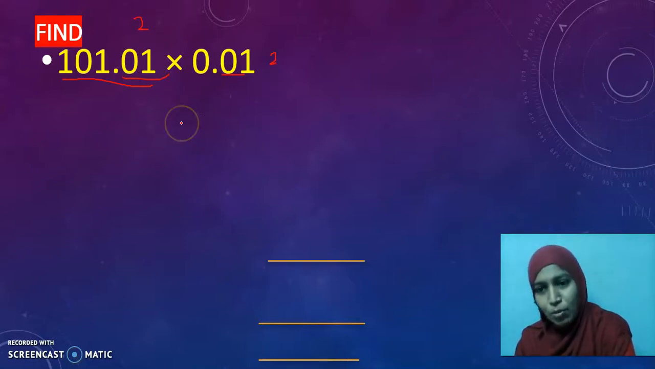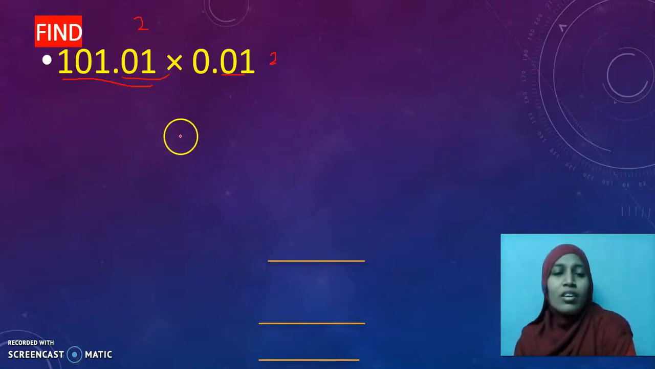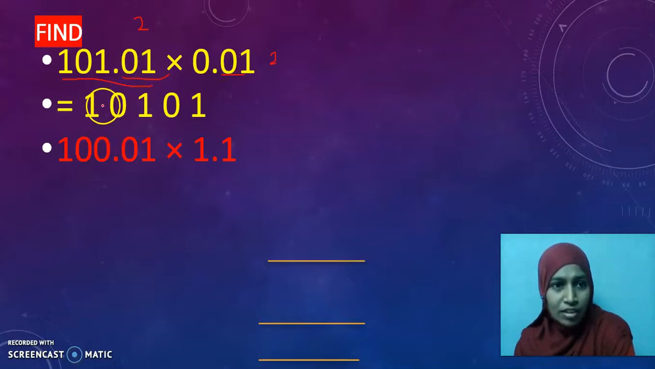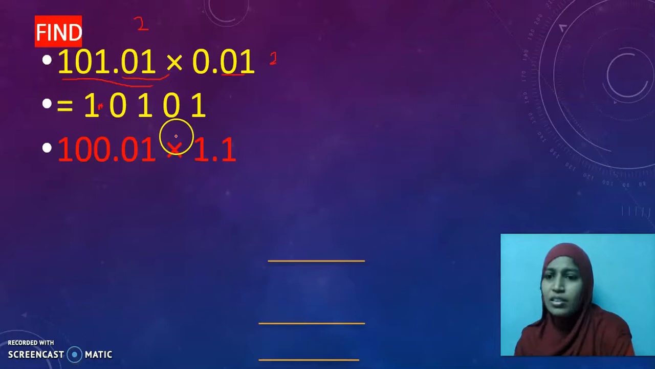Have you placed the decimal point correctly? Where will the decimal point be? Here, in this previous problem, 1, 2, 3, 4, so you will have the decimal point here. Is it clear, my dear children? 1.0101. The same is the answer.